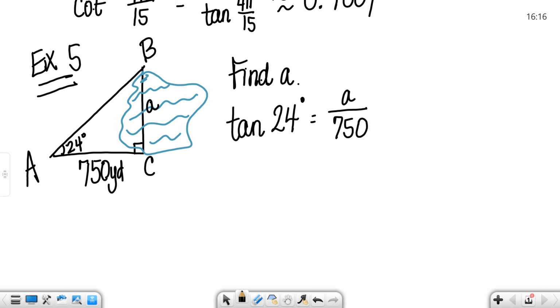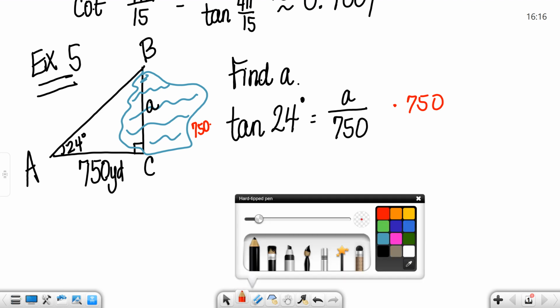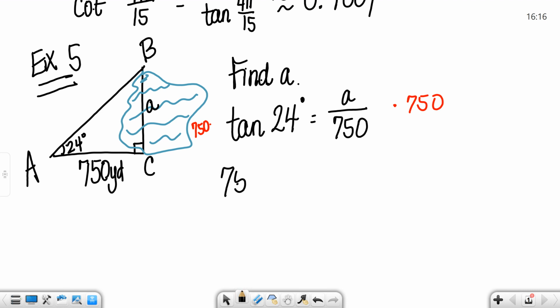So you would need to first set up your problem, all right? Now we're going to do algebra before we touch the calculator, right? To solve this for A, I'm going to multiply both sides by 750. Okay, that gets the A alone for me, and so I have 750 times the tangent of 24 degrees is A.